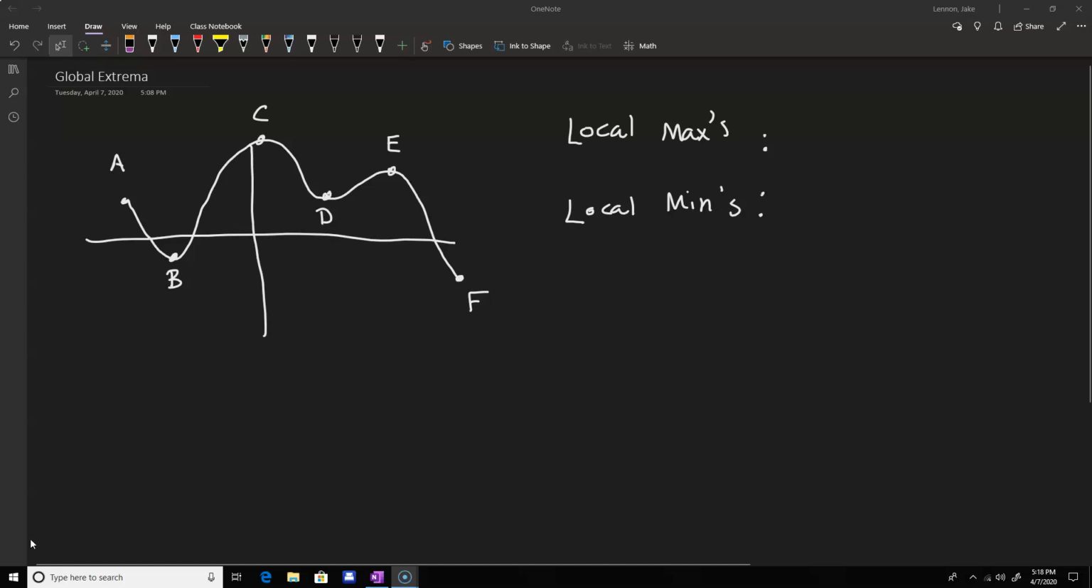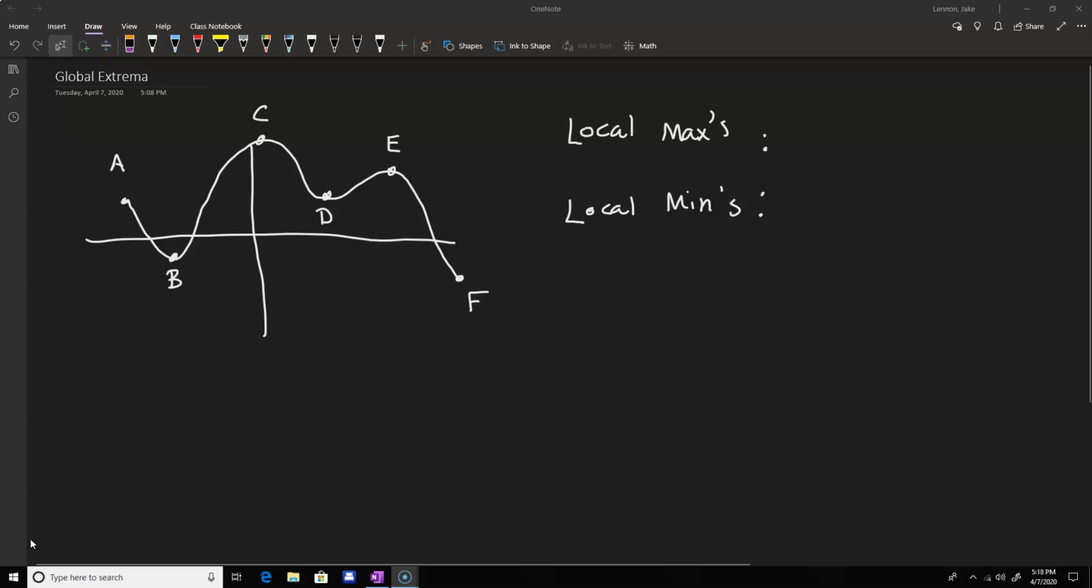Hello, this is Dr. London, and today we're going to talk about global extrema, actually. Last time we talked about local extrema. So, global extrema, sometimes also referred to as absolute extrema, means global maxes and mins. That means they are the absolute largest y value for a function over its entire domain, or the absolute smallest y value for a function over its entire domain.